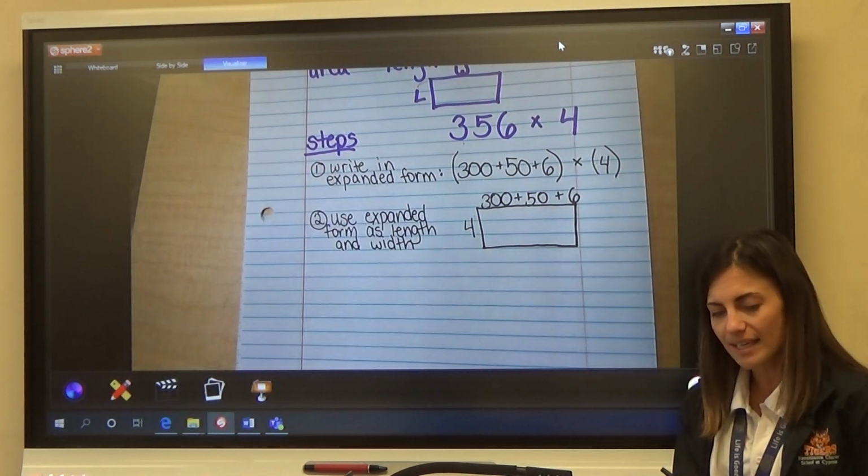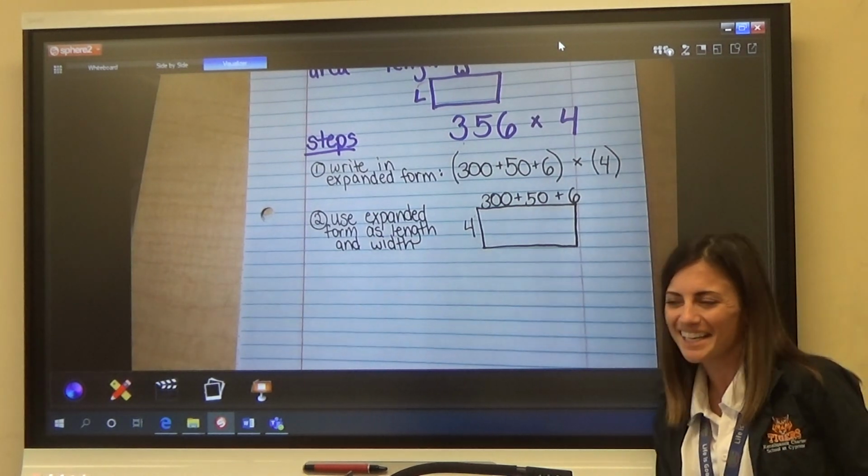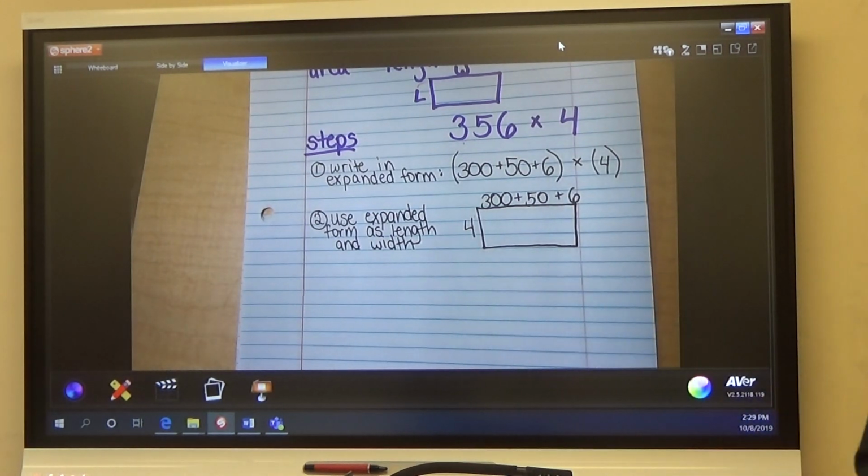All right, so go ahead and label your paper like this. I got to take a phone call real quick, but I want you to keep working. And when I come back, I want your boxes labeled like that.